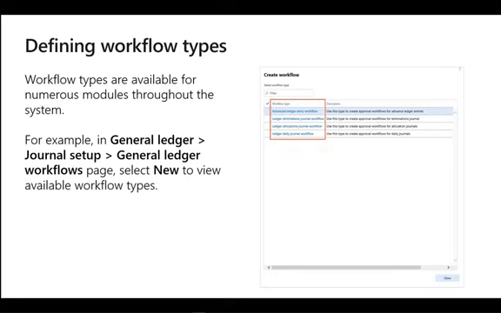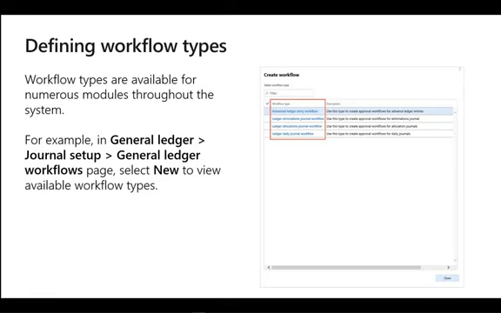Each type of workflow corresponds to a journal type in a specific module. One workflow configuration must be created for each journal type that is used with workflow approval. By design, some of the workflows are shared across multiple legal entities, which we know as organization-wide workflows, while the other types of workflow are legal entity specific.